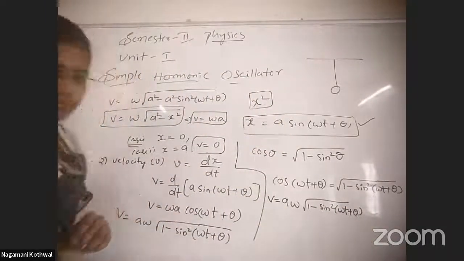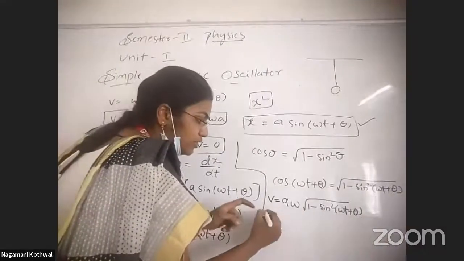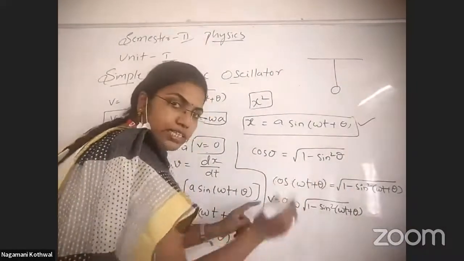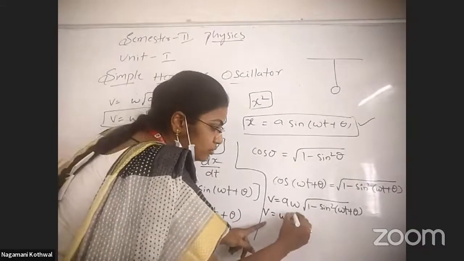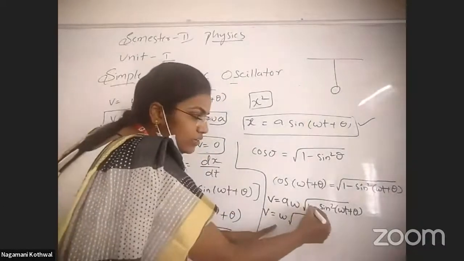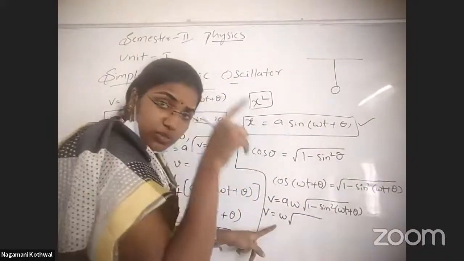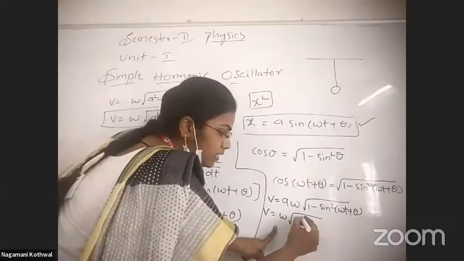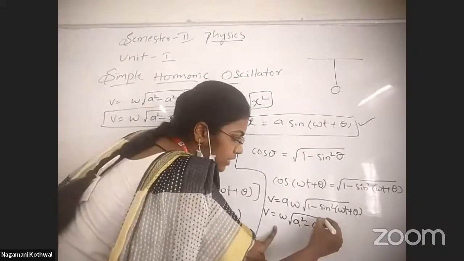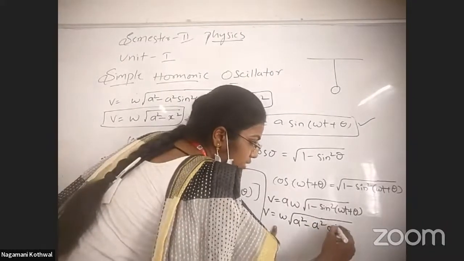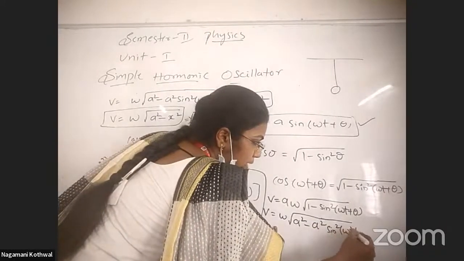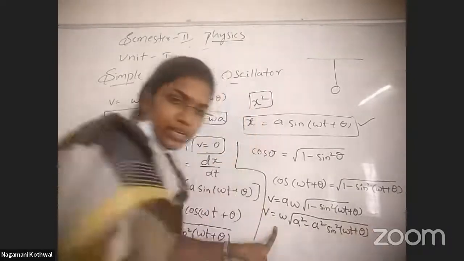Okay, now just take this here and multiply inside. What you get? v is equals to a, take it inside. Omega into a outside, when a is outside, then inside it goes to the square form, so we get a square. Cancel, you get again a. So a square minus a square into sin square omega t plus theta. You understand that, up to here?